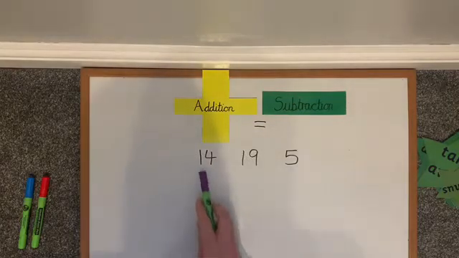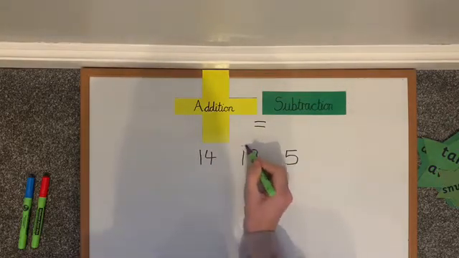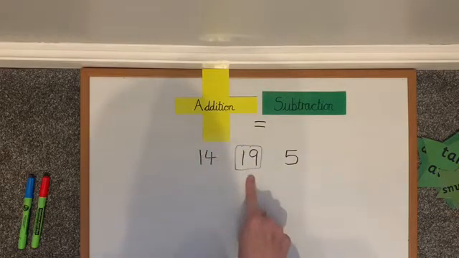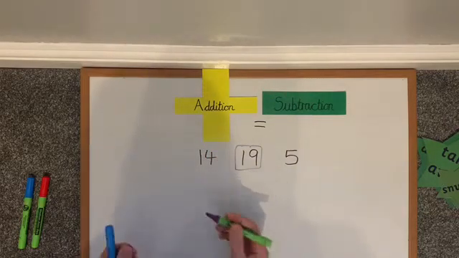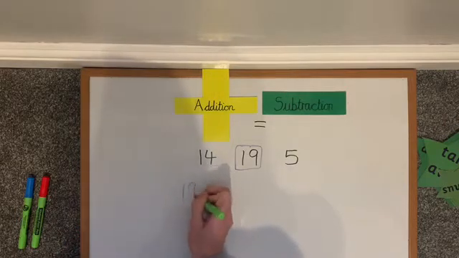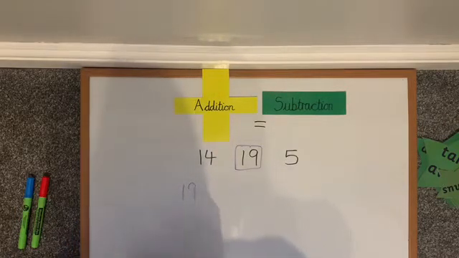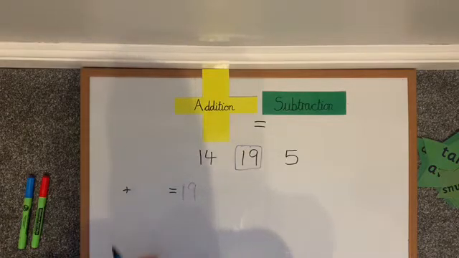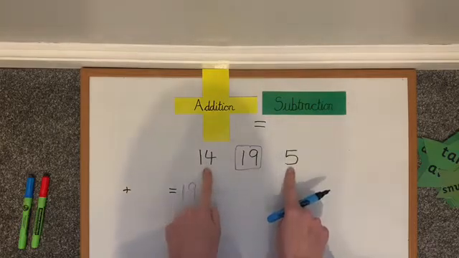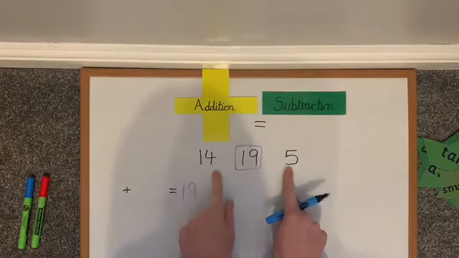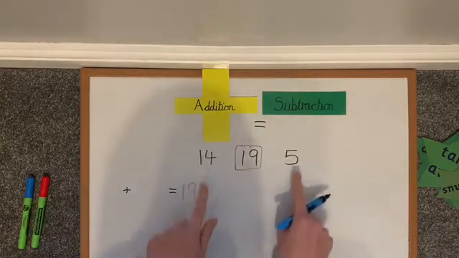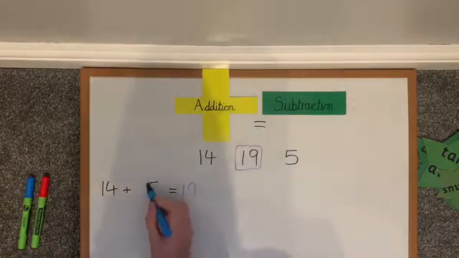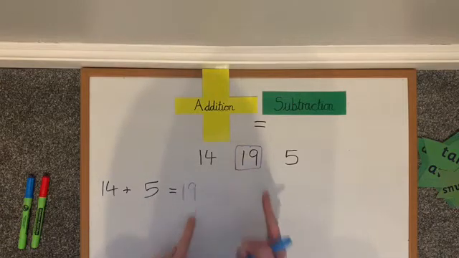Okay then, so out of these three numbers, I know 19 is the whole amount because it's the biggest number. So when we're adding, the whole needs to go at the end of my number sentence. I'm going to put 19 there to start with, and I'm going to put my equals next to it because it equals my whole. So then that means I've got the two parts left because they are the two smaller numbers that make the whole. So that means I could make the number sentence 14 plus 5 equals 19.